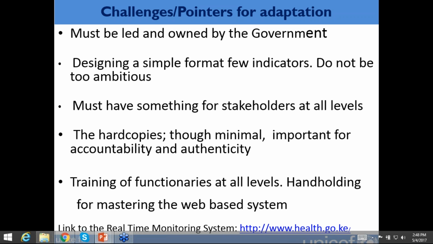So the process is reflected in the monitoring system as well. The other element we would like to highlight based on the experiences here is that it's important to have a simple format and have few indicators. Yes, we would like to have as much information, but also the challenge is whether you get this information on a regular basis.